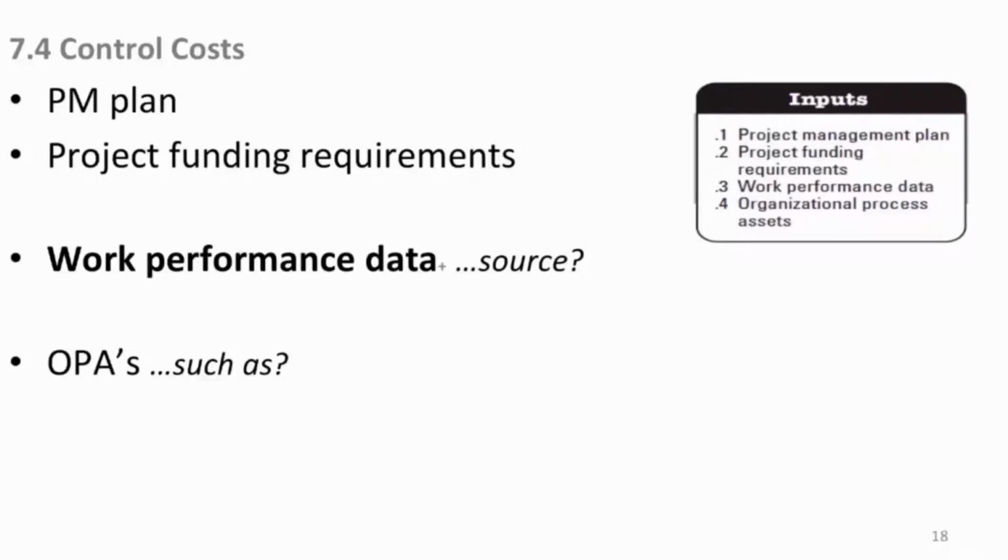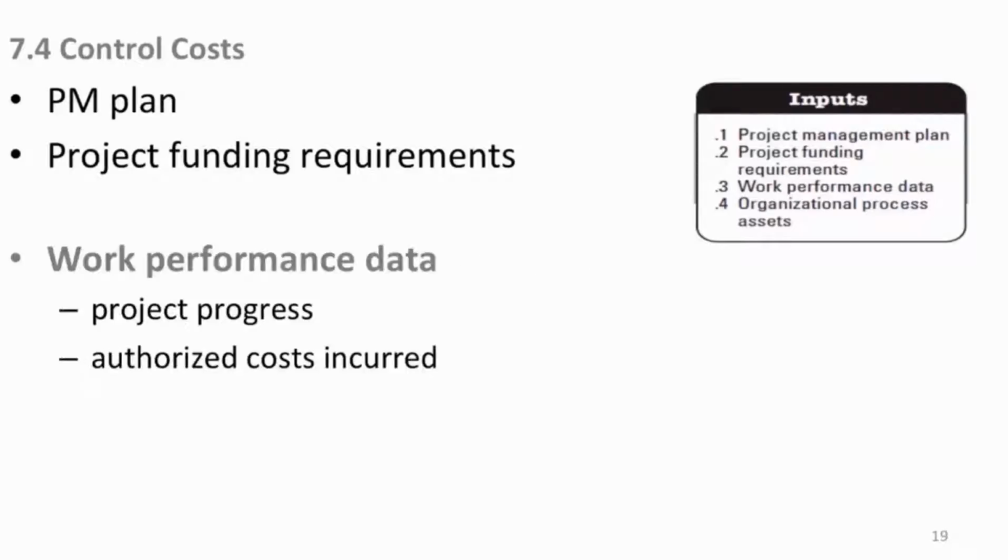Work performance data. Now all the work performance data comes out of executing the work, out of 4.3. So that's your project progress and your authorized costs. And why are they authorized? Because they're in your cost baseline associated with each activity in your network diagram. So the costs that are incurred, the actual costs that are there as you progress through the project, that's work performance data that's pumped in, so you can start looking at that, making sure you're on track with your schedule, and then doing some earned value magic later.